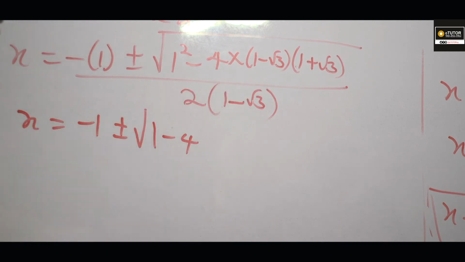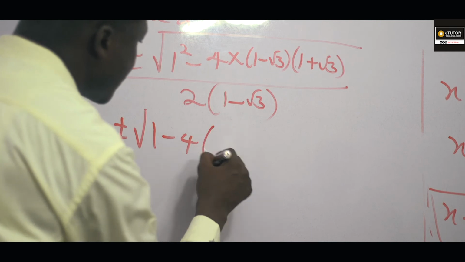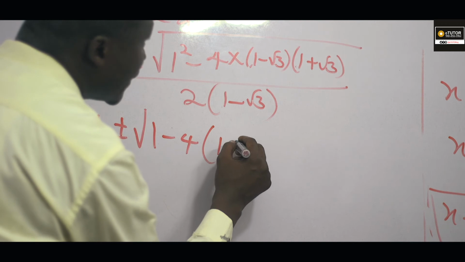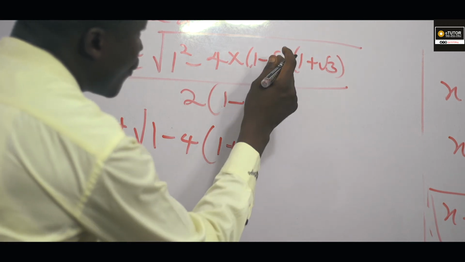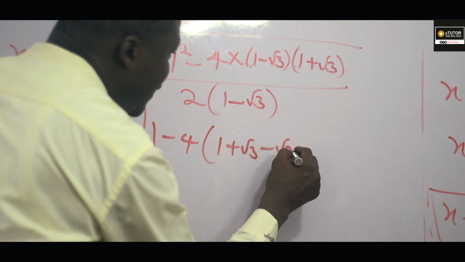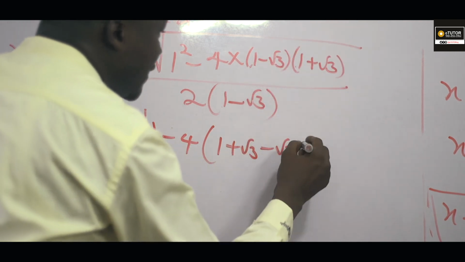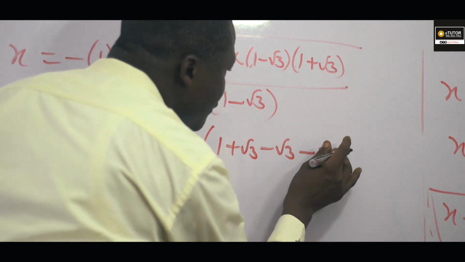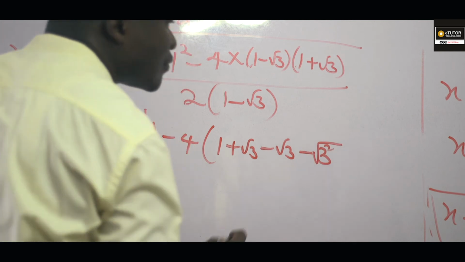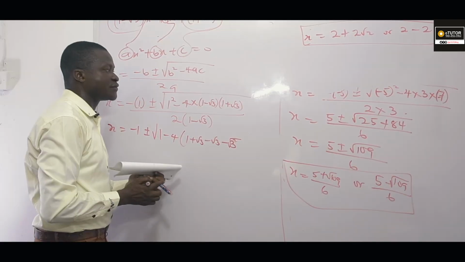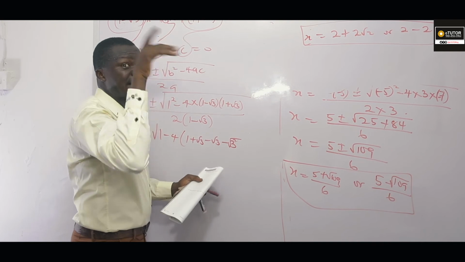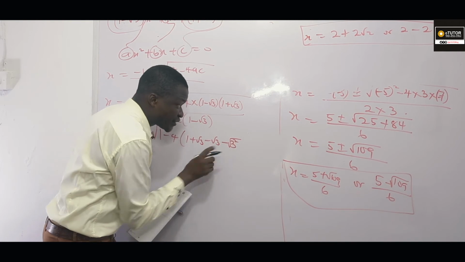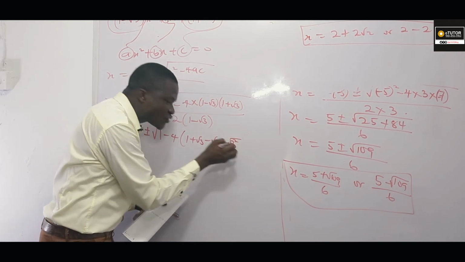You don't believe that? Let's check it one after the other. Let's open the bracket first. 1 times 1 is 1. 1 times plus root 3 is plus root 3. Then minus root 3 times 1 is minus root 3. Minus root 3 times plus root 3 gives minus root 3 squared. Root 3 times root 3 is ordinary 3. The square will cancel this root.